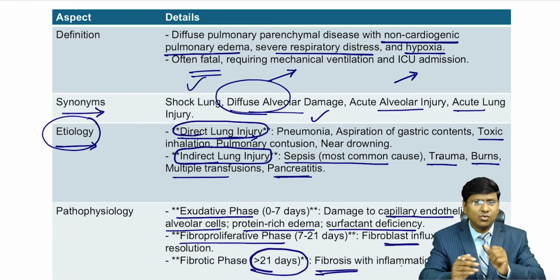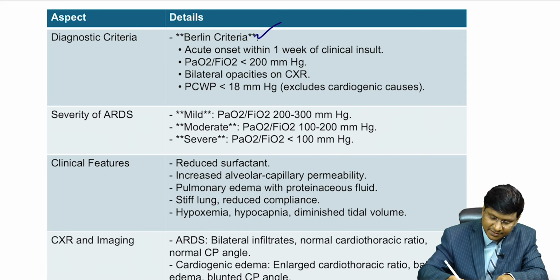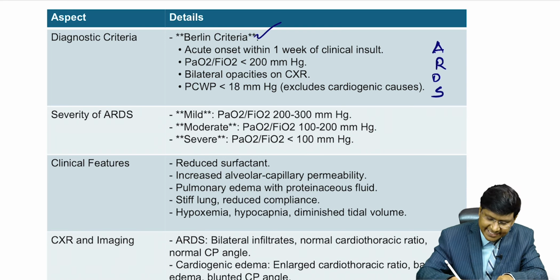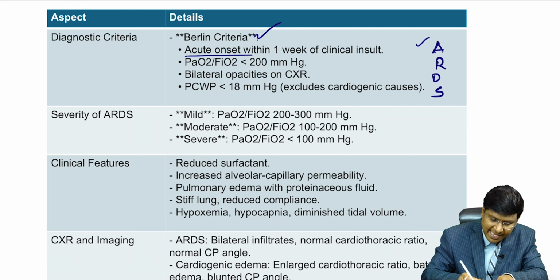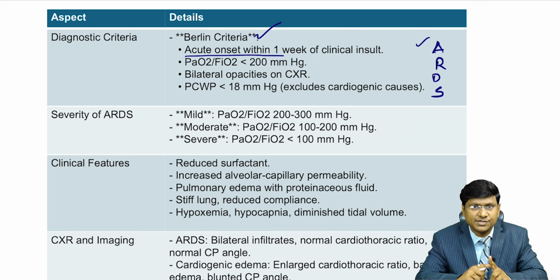Then what is the criteria? The name of the criteria for ARDS is the Berlin criteria. And in the Berlin criteria, you can remember the criteria in the form of ARDS, right? Where A stands for acute respiratory distress: the individual has respiratory distress acute in onset, that is, within 1 week of the clinical insult there will be respiratory distress.